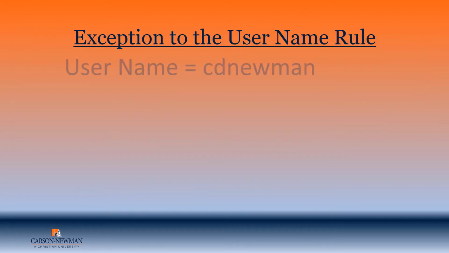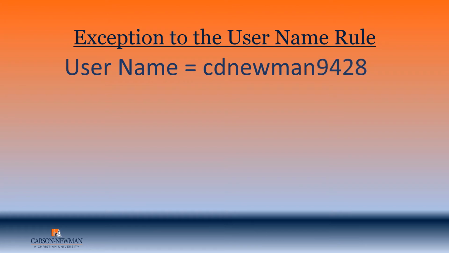Now, as with most rules, you'll find an exception. If someone besides you already currently or in the past has the same first initial, middle initial, and last name, your username will also be appended with a random number after it.